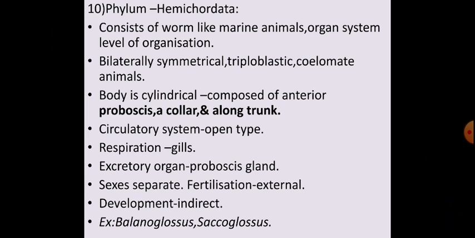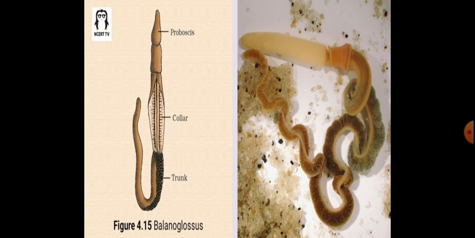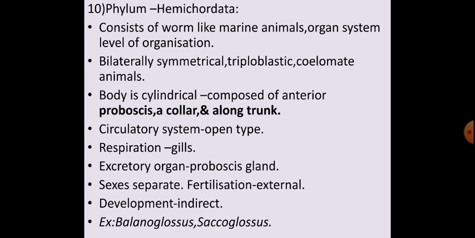Sexes are separate. There will be male worm and female worm. Fertilization is external, outside the body. Development is indirect. Examples are Balanoglossus as well as Saccoglossus. This is the picture of Balanoglossus and this is the picture of Saccoglossus. Worm-like creatures.